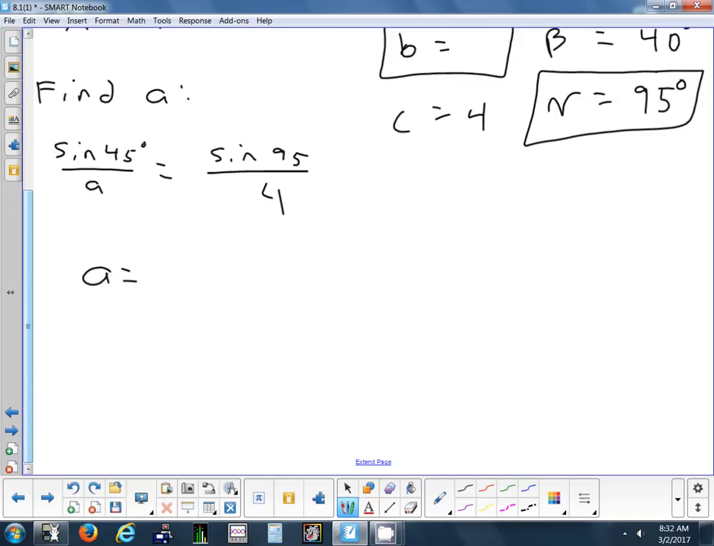Grayson, what will A equal after we get it by itself? You don't have to give me a decimal. I just want to know it's going to be what times what divided by what. And then we'll use the calculator to get the decimal. I don't know, I have to figure it out. All right, so what would you do first if you did it out?